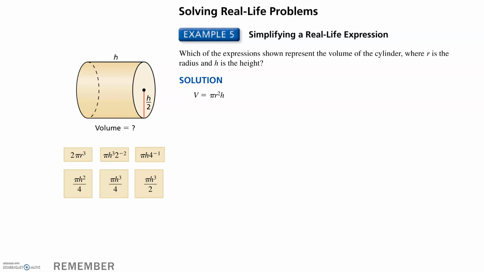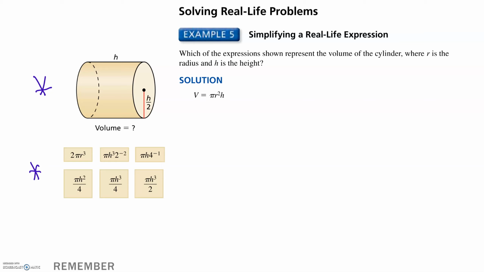The last page of our notes has some real-life problems. Let's read through example 5. Which of the expressions shown represent the volume of the cylinder where r is the radius and h is the height? So here's the cylinder that we have. Here are the expressions that we're trying to identify whether they represent the volume of the cylinder.